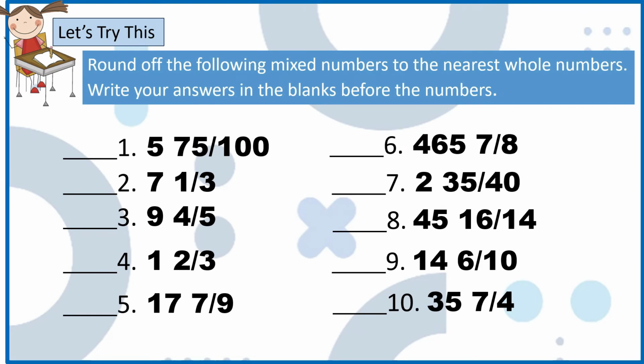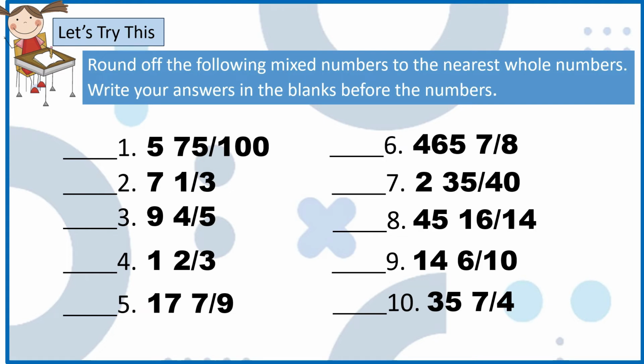Okay, now let's try this. Round off the following mixed numbers to the nearest whole numbers. 1. 5 and 75 over 100. 2. 7 and 1/3. 3. 9 and 4/5. 4. 1 and 2/3. 5. 17 and 7/9. 6. 465 and 7/8. 7. 2 and 35 over 40. 8. 45 and 16 over 14. 9. 14 and 6 over 10. And number 10, 35 and 7 over 4.